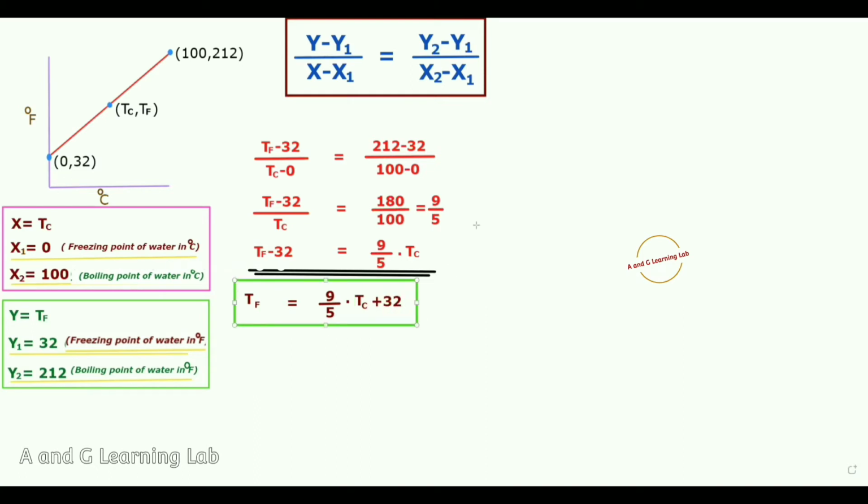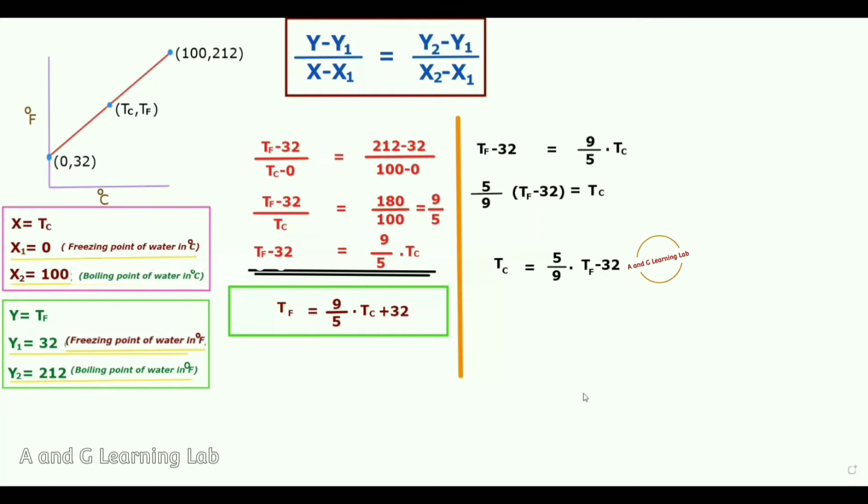Let's find TC. TF minus 32 is equal to 9 by 5 into TC. So, 5 by 9 into (TF minus 32) is equal to TC. Therefore, temperature in Celsius is equal to 5 by 9 into (temperature in Fahrenheit minus 32). Therefore, TF is equal to 9 by 5 TC plus 32 and TC is equal to 5 by 9 into (TF minus 32).